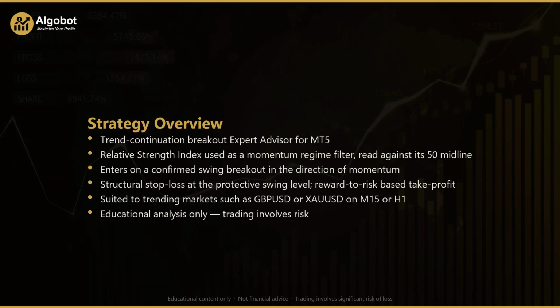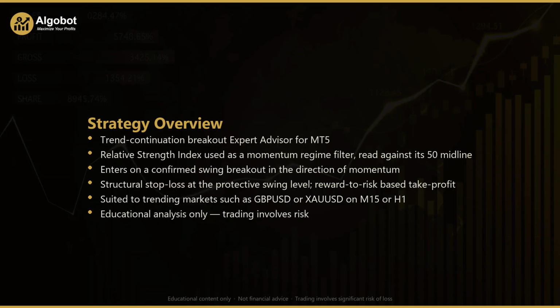Let's get into it. So what exactly is Rsi Swing Breakout? At its heart, this is a trend continuation breakout system, and it deliberately keeps things simple by using just two ingredients. The first is the relative strength index, a classic momentum oscillator. But here's an important twist. The strategy does not use the relative strength index in the usual way, hunting for so-called overbought or oversold extremes. Instead, it reads the indicator against its 50 midline to judge which side currently owns the momentum. When the reading sits comfortably above 50, buyers are considered to be in control. When it sits below 50, sellers are considered to be in control.